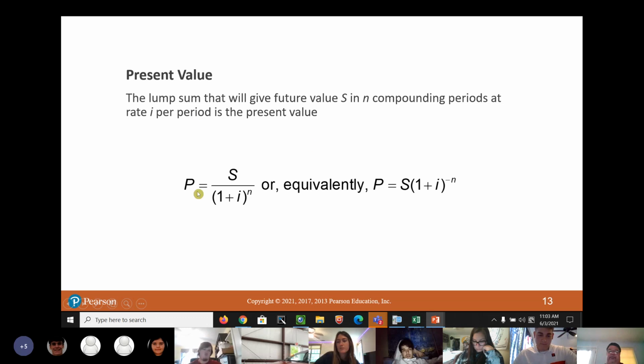I'm going to write them a little bit different. P is equal to S divided by 1 plus R over N raised to the N power. Or P is equal to S times 1 plus R over N to the negative N power.